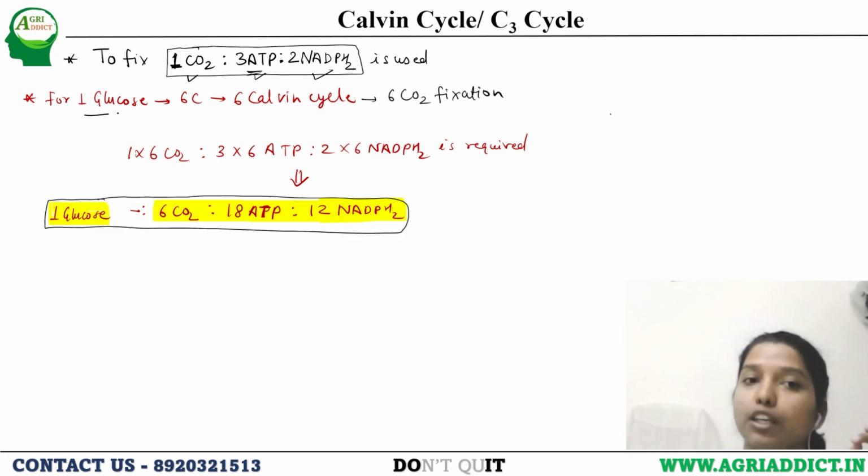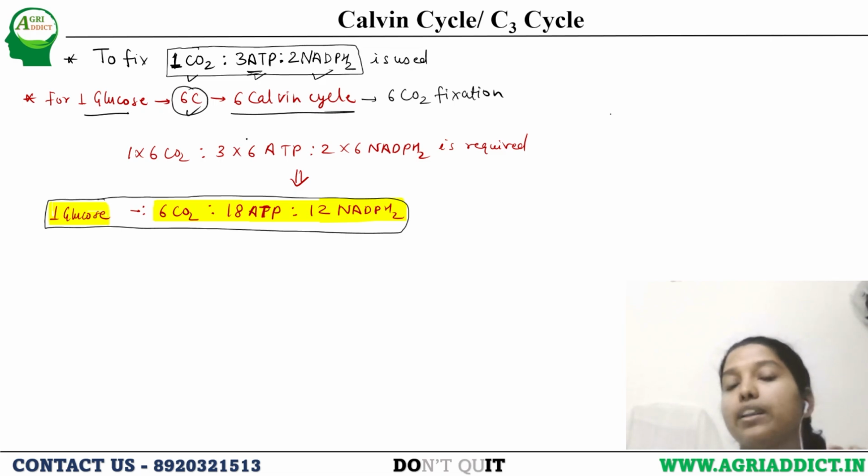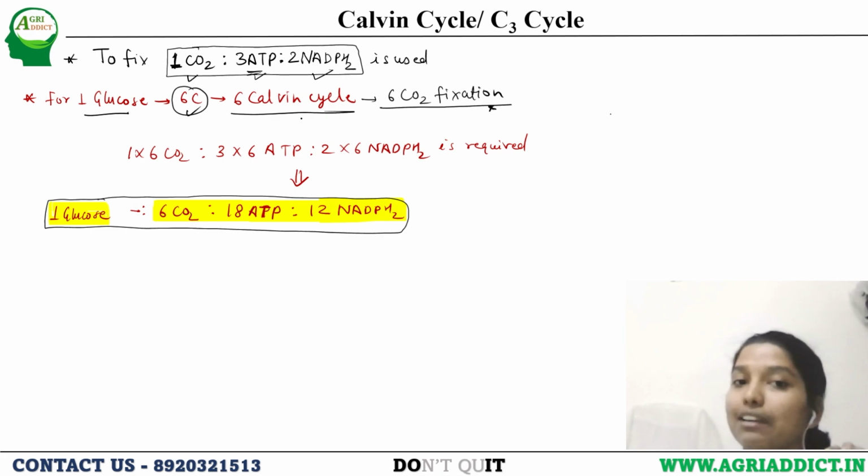Now, if we have to form one glucose, it is a 6 carbon compound, meaning 6 carbon dioxide fixation should be there. So for that, we need 6 Calvin cycles. If 1 Calvin cycle requires 3 ATP, then 6 Calvin cycles will require 3 into 6, that is 18 ATP.